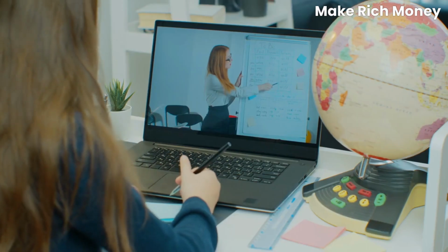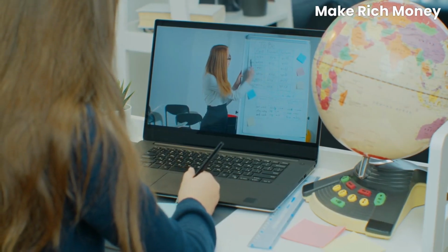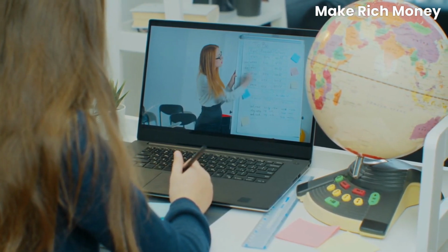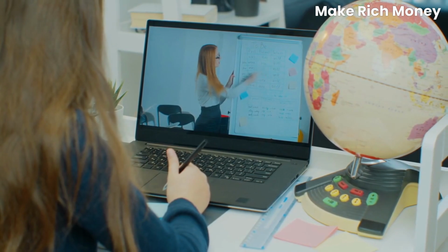Step 3. Choose a platform. Selecting the right platform is crucial for the success of your course, as it affects the user experience, marketing capabilities, and revenue potential. Here's how you can make an informed decision.